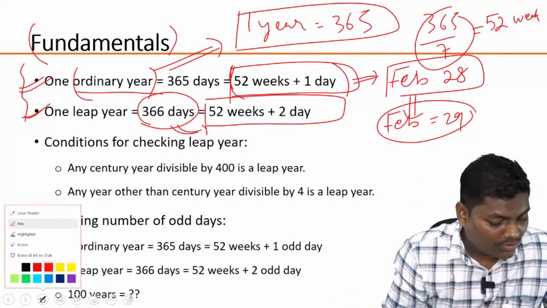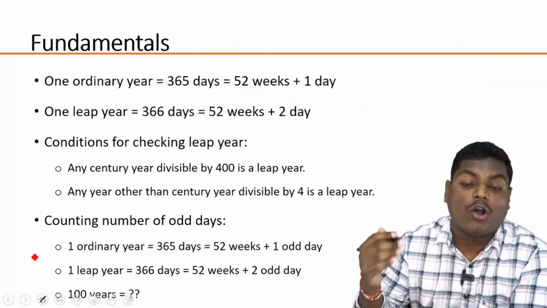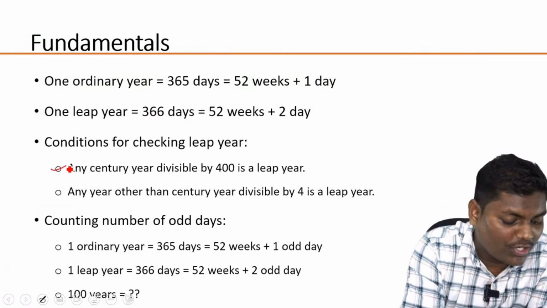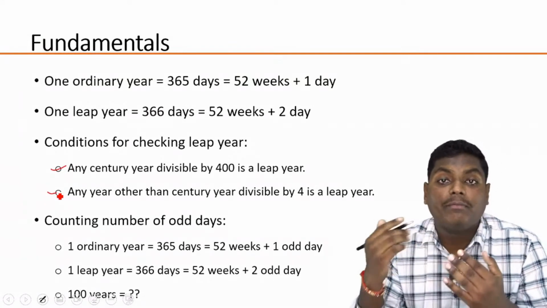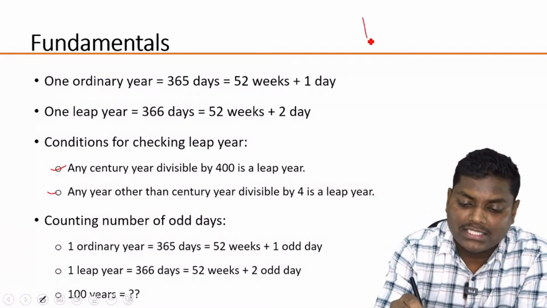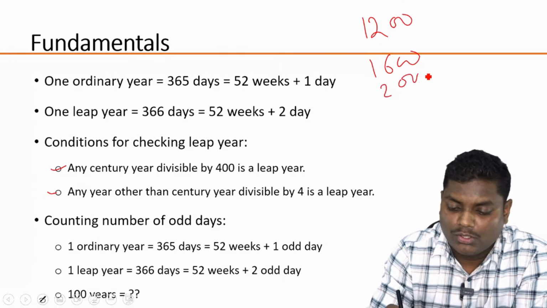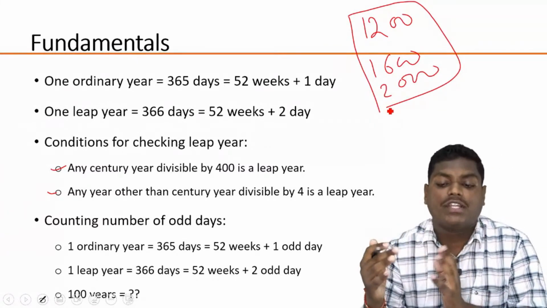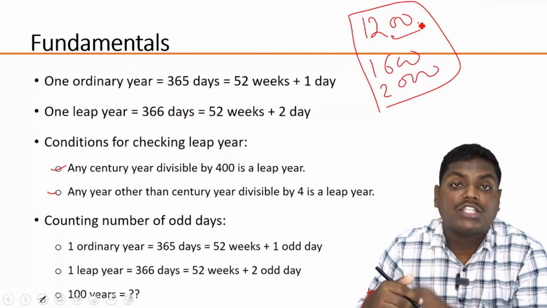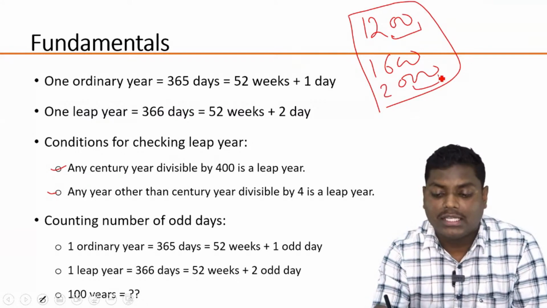Now, the next concept is how to check whether the given year is a leap year or not. How do we do it? There are 2 points to check. First, if it is a centurion year. What do we mean by centurion year? Suppose we have something like 1200, 1600, 2000. These are centurion years. Why? We can see double zeros at the end. Century means 100, so centurion years will have double zeros at the end.